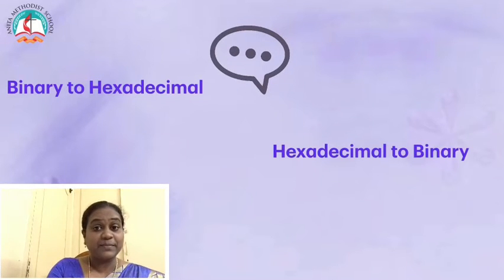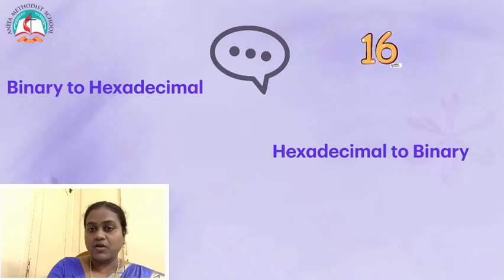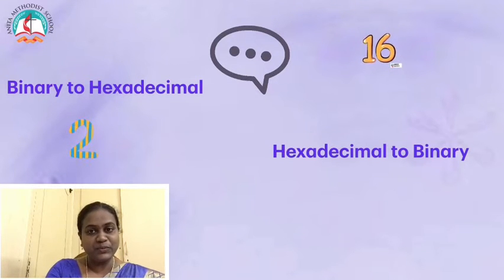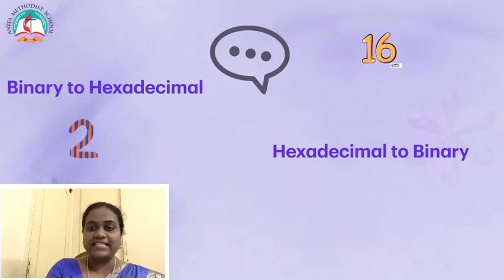Children, what is the base value for binary? What is the base value for hexadecimal? You're right. The base value for binary is 2. The base value for hexadecimal is 60.